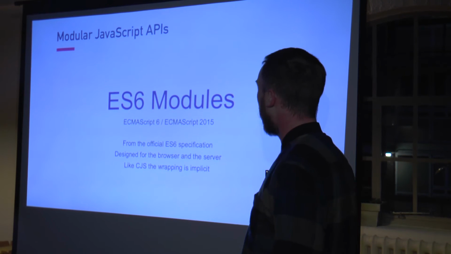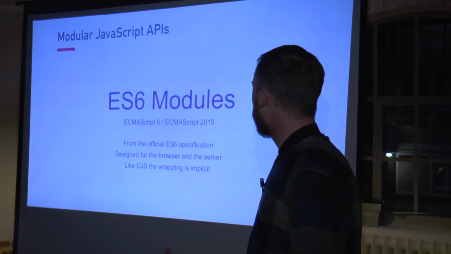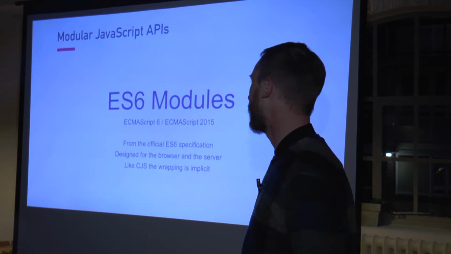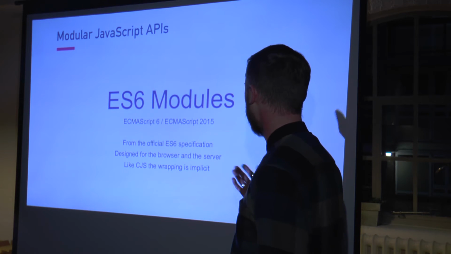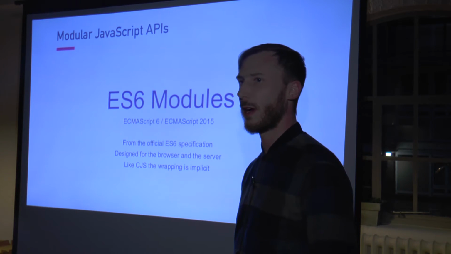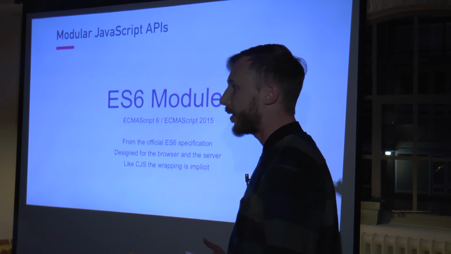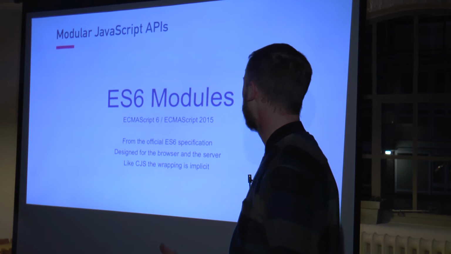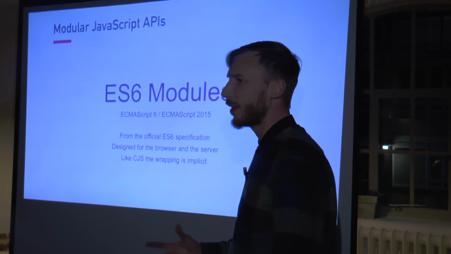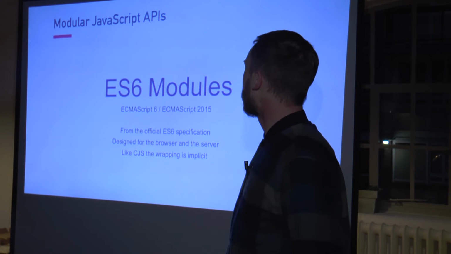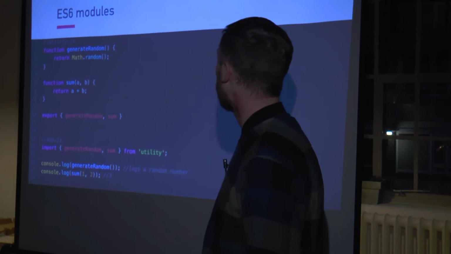Because of the proliferation of these APIs, and because they're managed by different groups and non-standard, JavaScript adopted it. So it's actually an official part of the spec now, even though almost no browser can fully implement it yet. But it's designed for the browser and the server, which is really nice. So it caters for both of those worlds. And the wrapping that I mentioned is implicit, so you don't need to do anything too fancy. It's really concise and kind of pretty to look at.